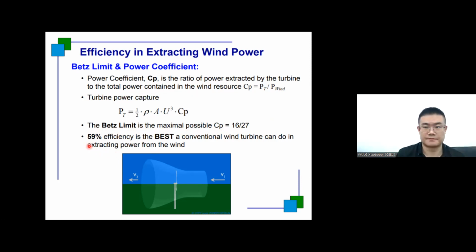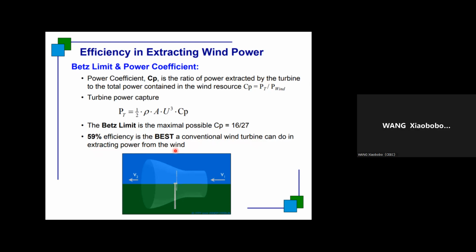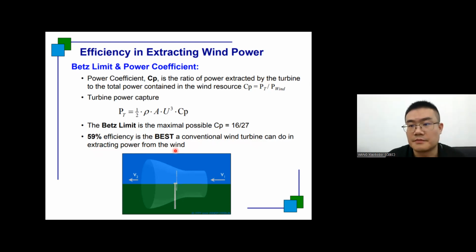So as we can see, 59% efficiency is the best a conventional wind turbine can do in extracting power from the wind. That's a physical limitation. We cannot go beyond that. Generally, we can never get to this number. Never. So this is the upper limit of the extraction. If you see a report or data claiming conversion limits beyond that 60%, that's impossible. That's impossible.